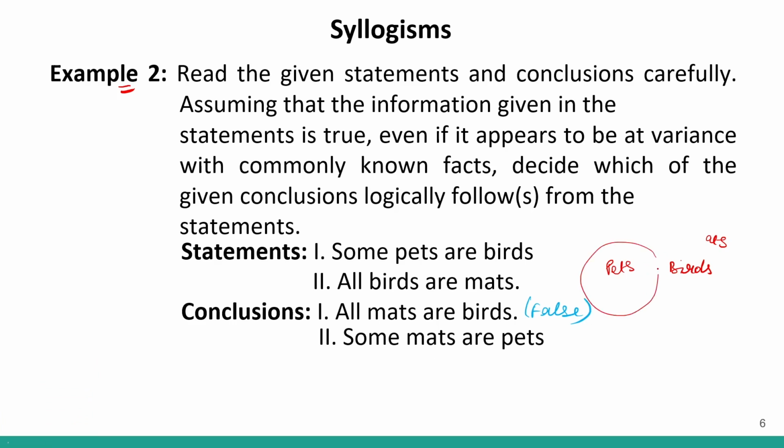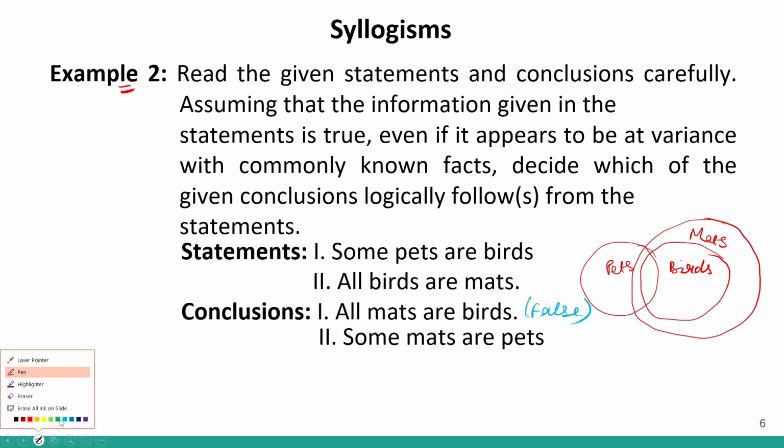Some pets are birds, all birds are mats. So this is how we will represent. Now, second is some mats are pets. If you look at this area, there are certain mats that are pets, correct? This area represents mats and pets. So therefore this is true.